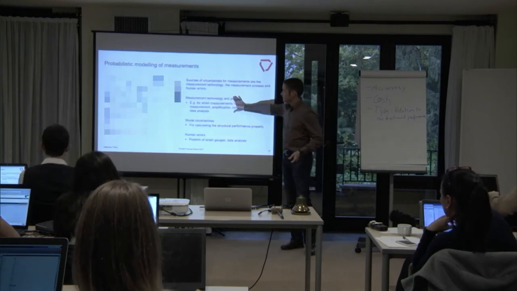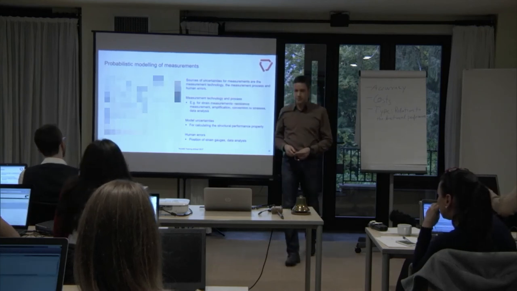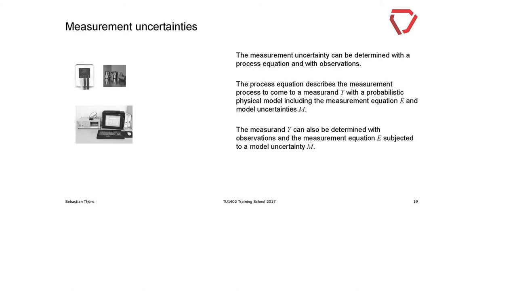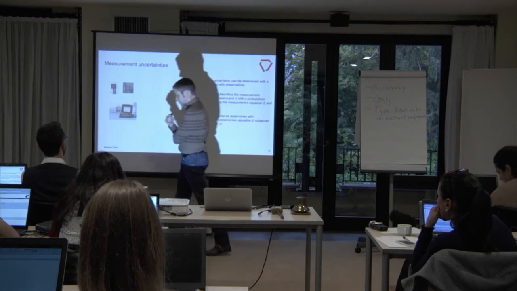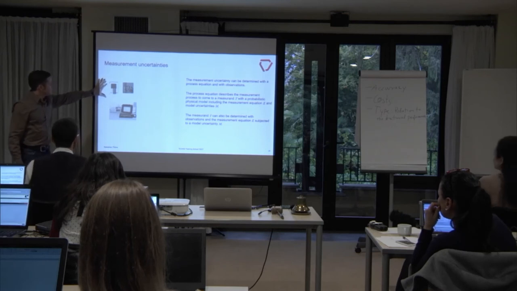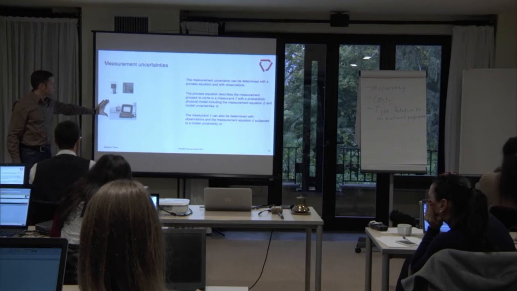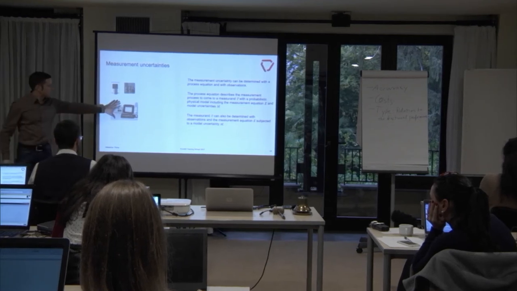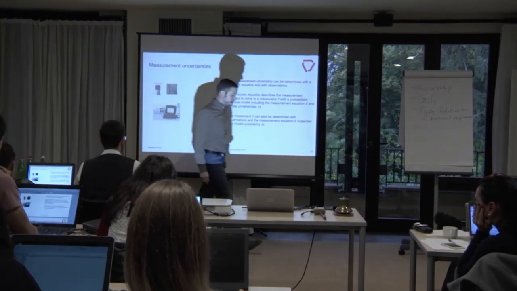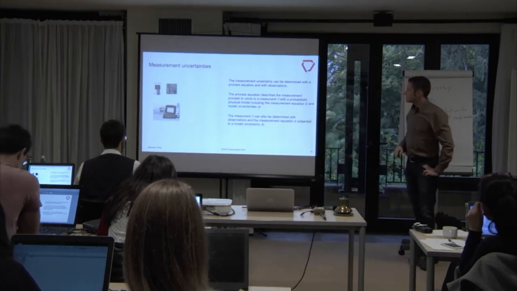Now we have a closer look at the measurement technology and the process, and how that could be modeled. Here we have our sensors. And then we usually have some electronic equipment to amplify the signals, and then we have an output device that could be a computer, or in previous times something else, where we just see the signal, for instance.